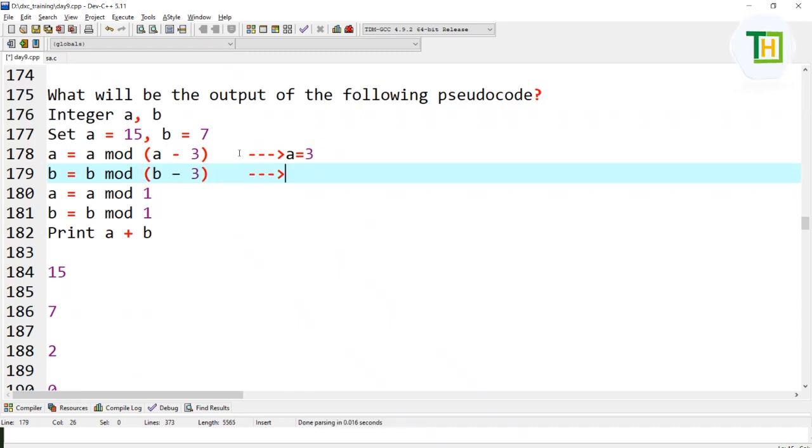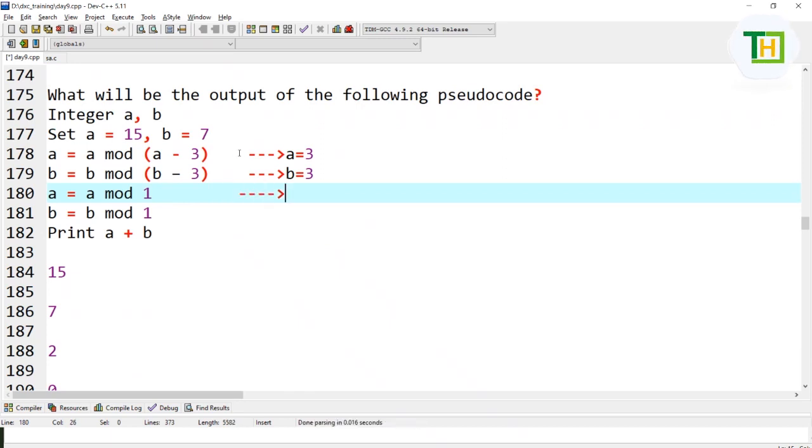Now coming to this position, B is equal to B mod. What is B value? B value is 7. 7 mod (B minus 3), that is going to be 4. Then 7 minus 4, that is 3 again. B is 3.